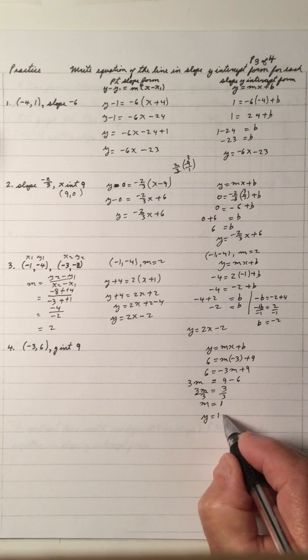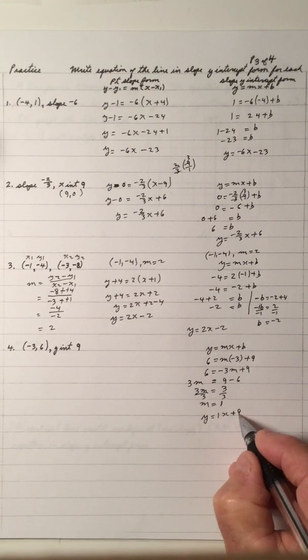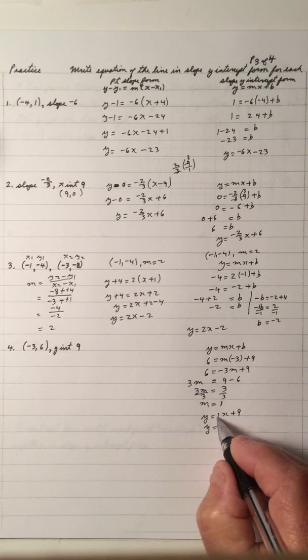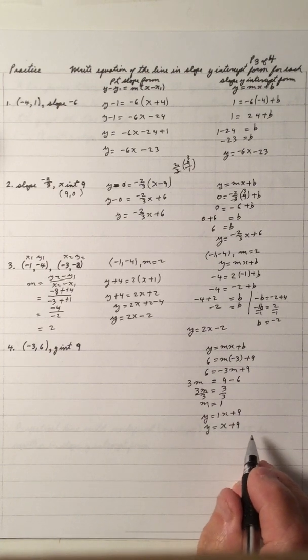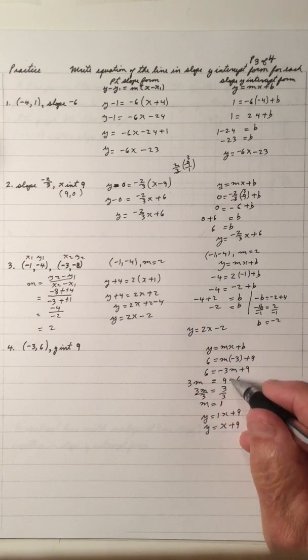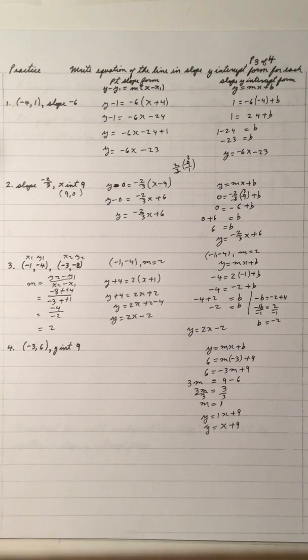Y equals 1x. My y-intercept is 9. So that's my equation. And 1x is the same as x. So the equation is y equals x plus 9 in the slope y-intercept form. So I could have plugged that right in here right away and I would have had it. Or I can go the other way.